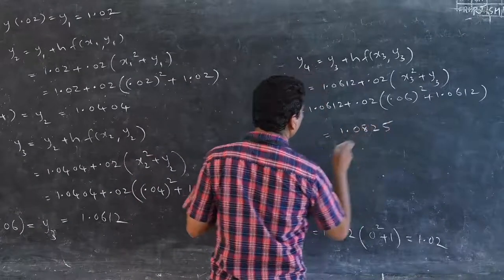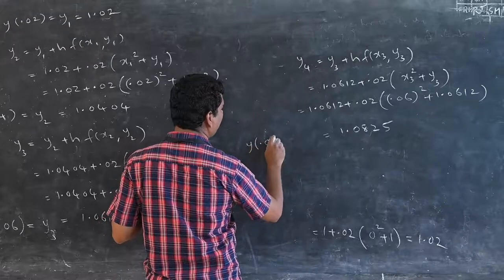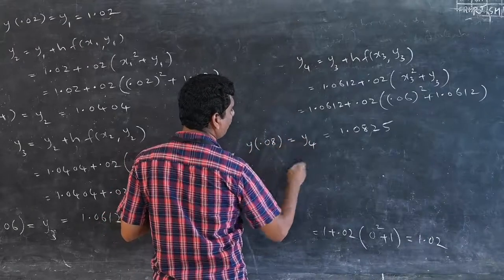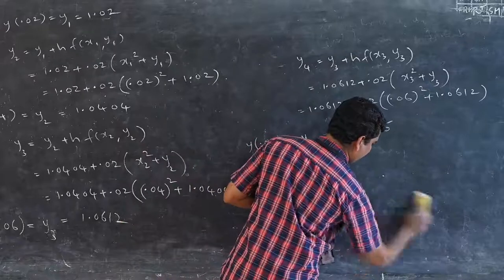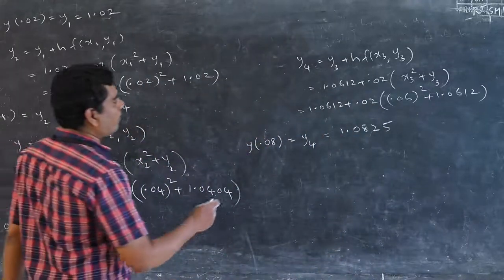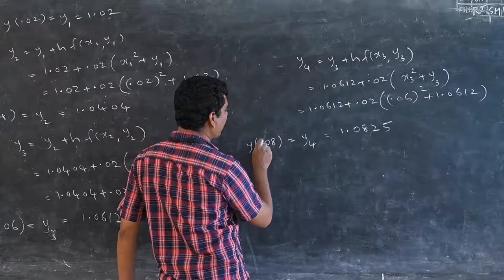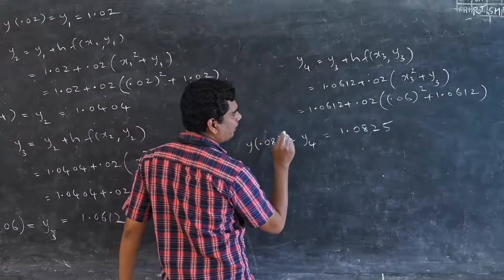1.0825. This is the value. It is y of 0.08. It is y4. Now, the approximate value of the solution using Euler method at the point 0.08 is 1.0825.